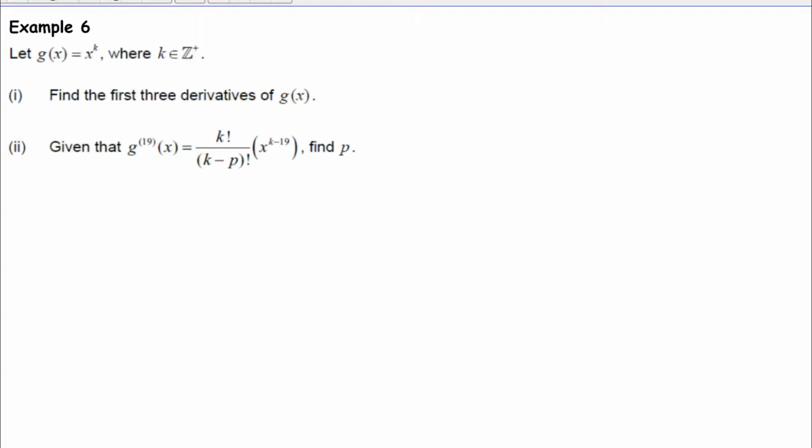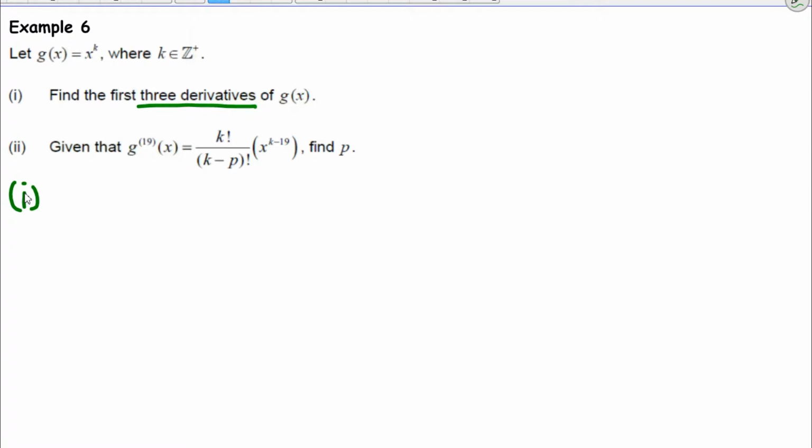In this question, we are required to find the first three derivatives of g of x, and then we are supposed to find the 19th derivative. And using the coefficient of the 19th derivative, we need to find what p is. So for the first part, finding the three derivatives of this function, we can use the power rule.